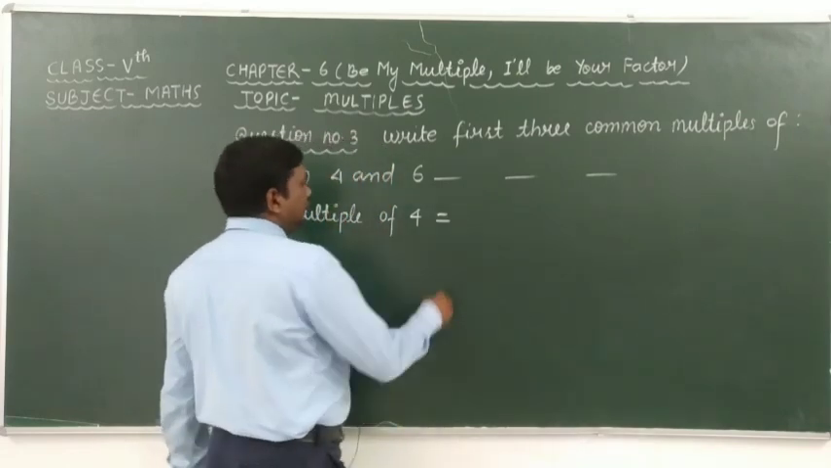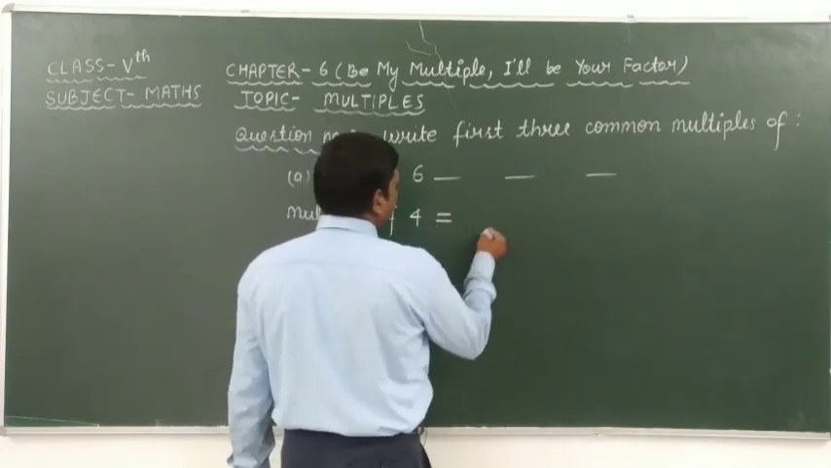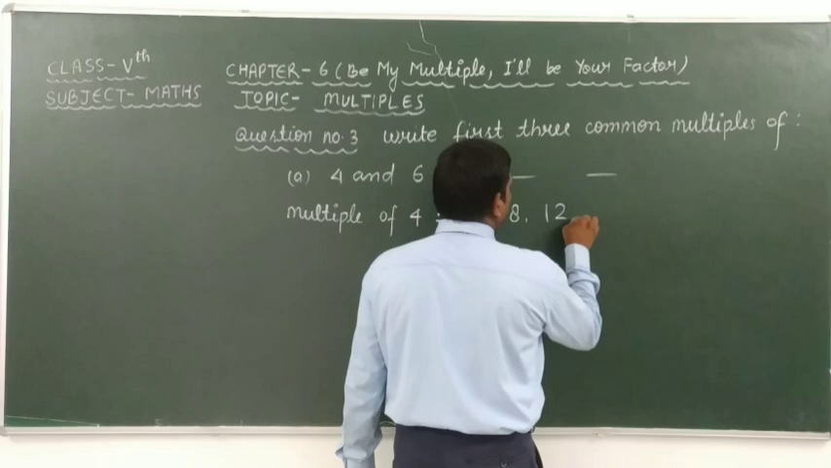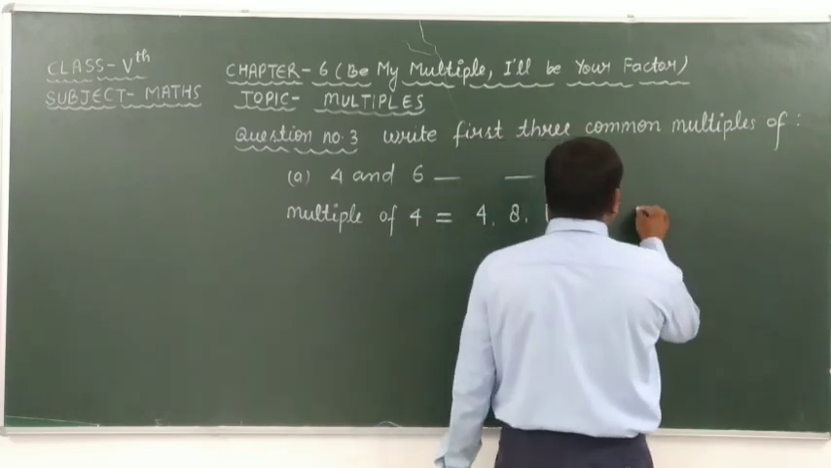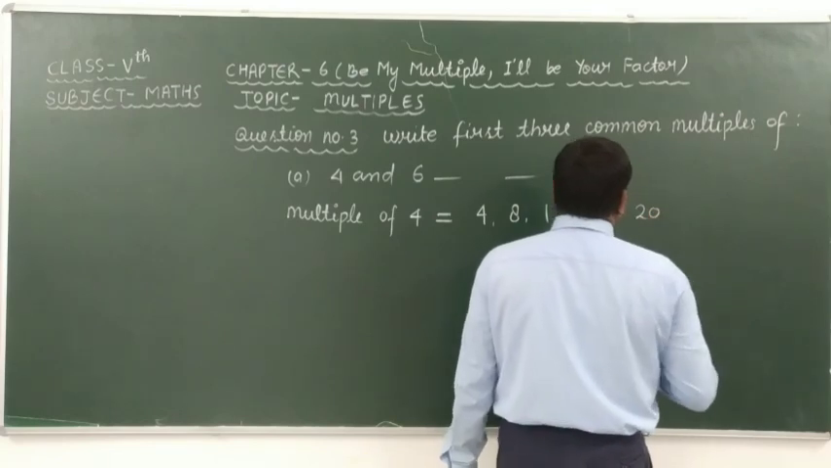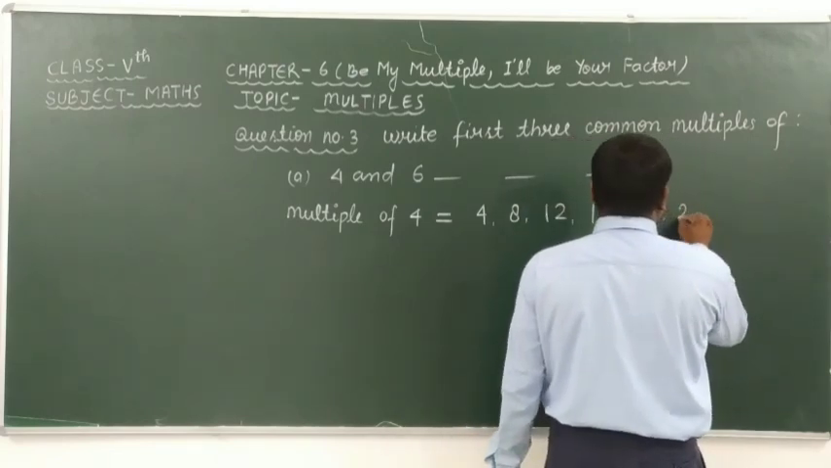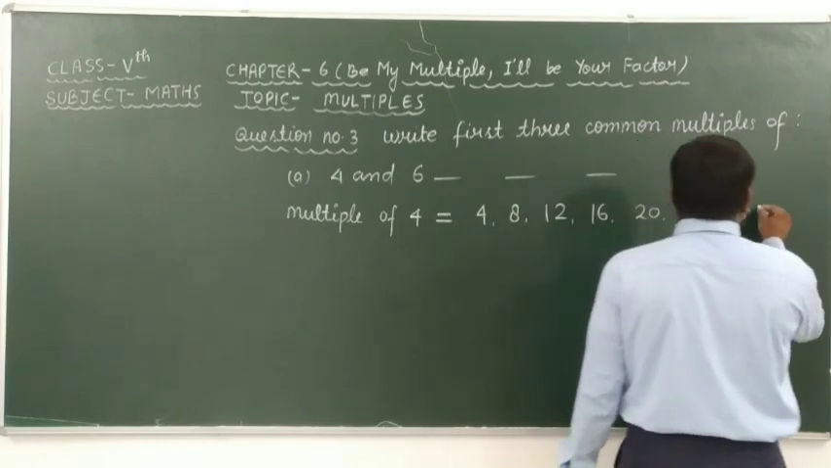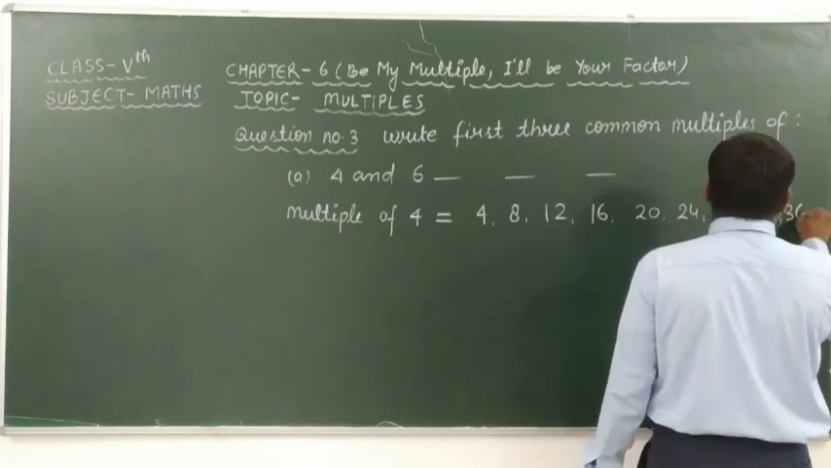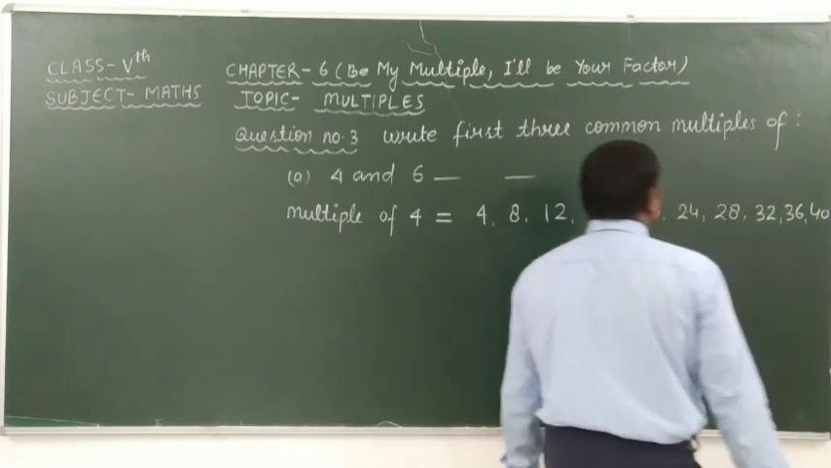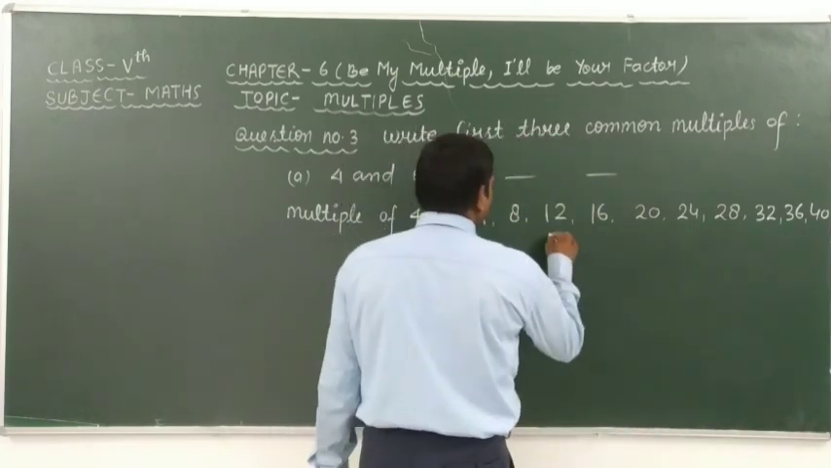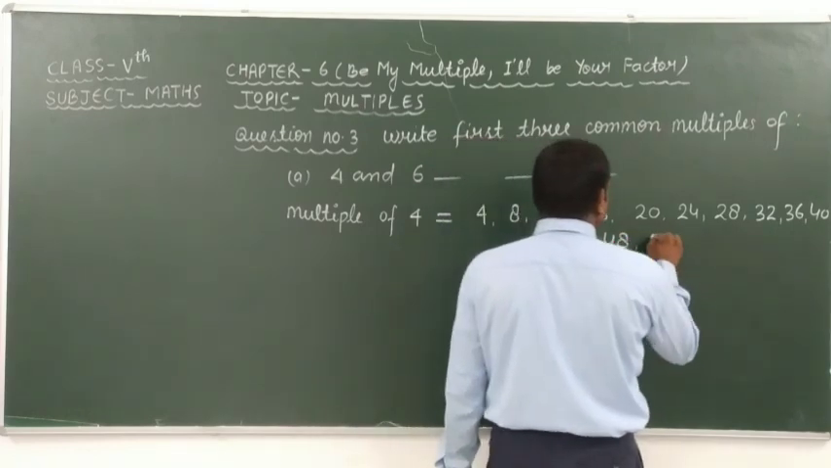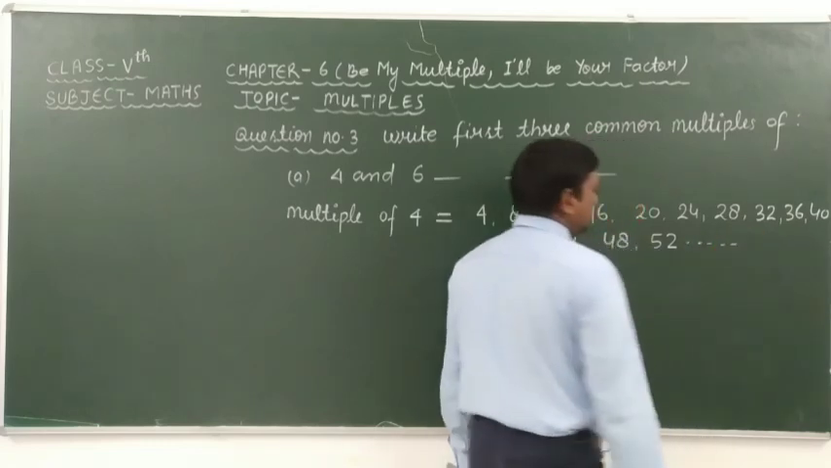dear students, we know that multiples of 4 are: 4 1 is 4, 4 2 is 8, 4 3 is 12, 4 4 is 16, 4 5 is 20, 4 6 is 24, 4 7 is 28, 4 8 is 32, 4 9 is 36, and 4 10 is 40. 4 11 is 44, 4 12 is 48, 52, and so on.